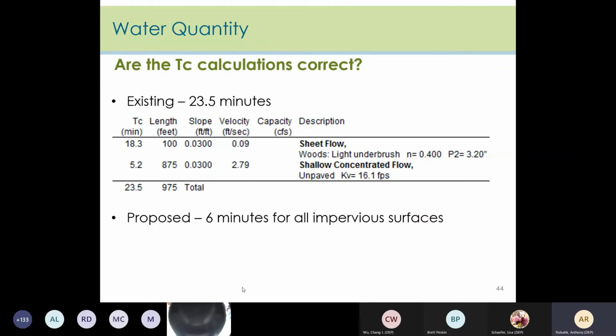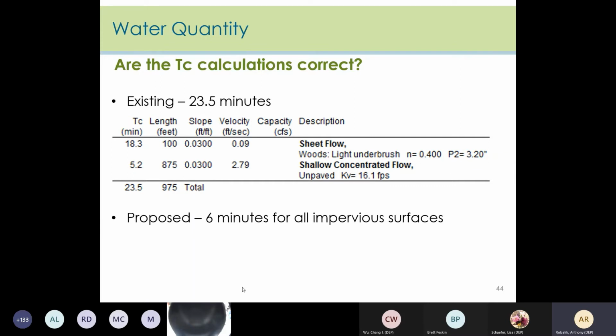Okay, so the next thing that we're going to look at is the time of concentration. So TC is another thing where it might not be necessary to look at every single one, but you might choose a handful and see if they're right. And if you start seeing mistakes, then you can go into them more deeply.